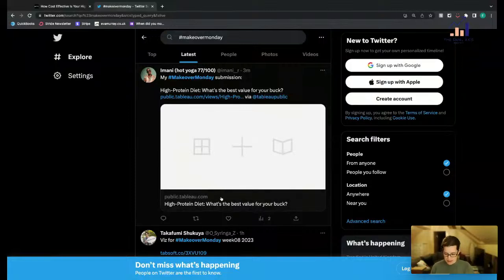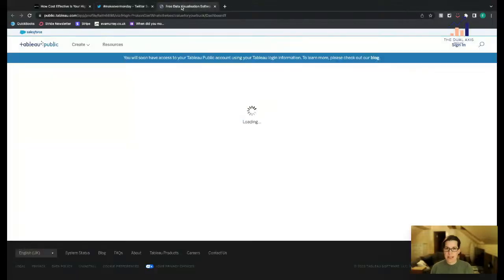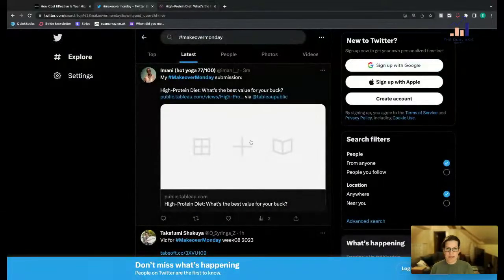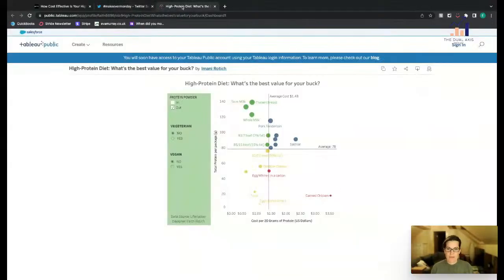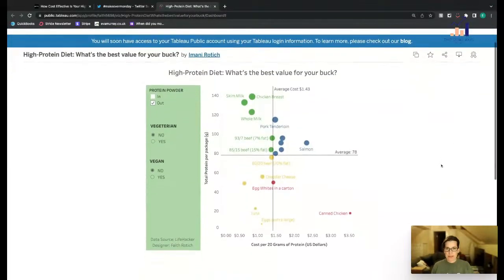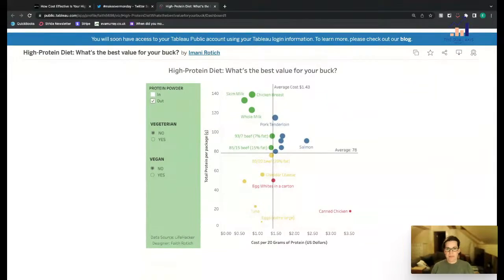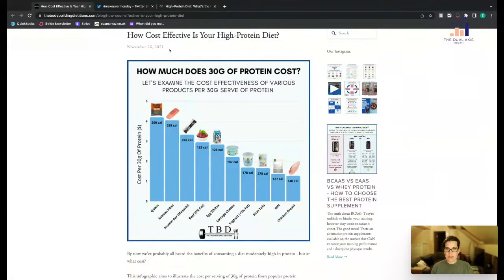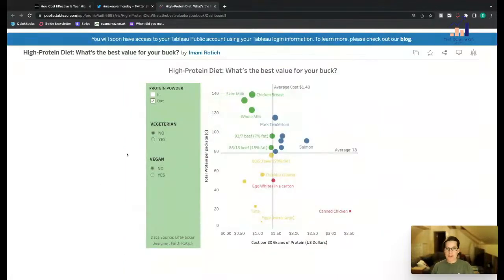So let's have a look at Imani's viz. Sometimes the thumbnail from Tableau Public doesn't really come through nicely. I don't know what the reason is for that, but let's have a look. So Imani has created this viz, and let me just quickly double check. Yeah, it's a bit small for you guys, so let me just zoom in a bit. High protein diet. Is that what it's about? Let me just quickly have a look. So, okay, how cost effective is it? Okay, understood. High protein diet. What's the best value for your buck?